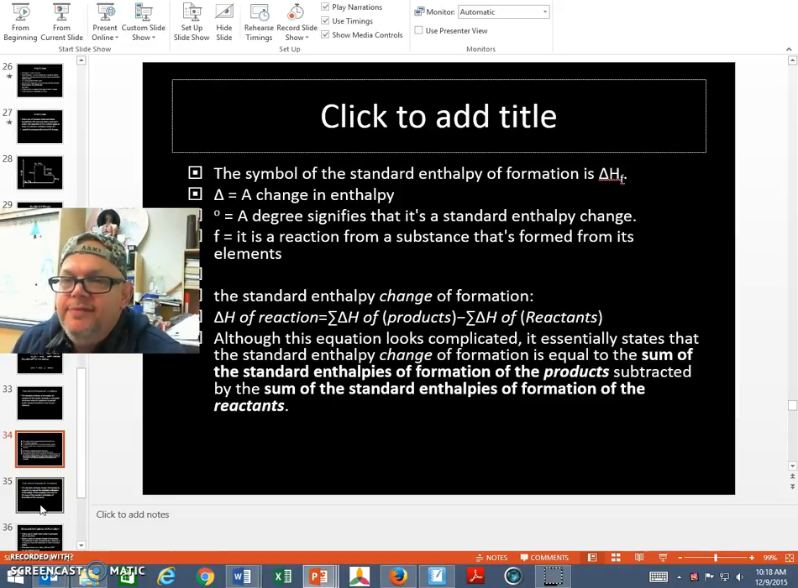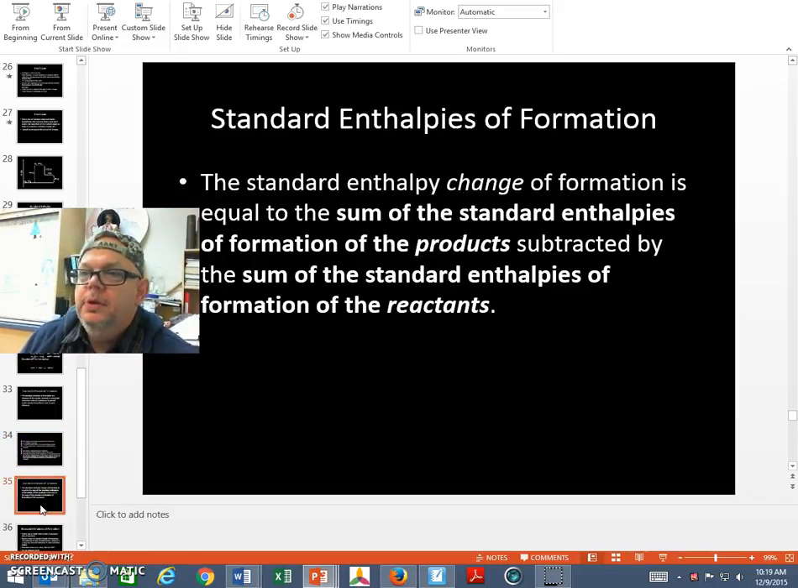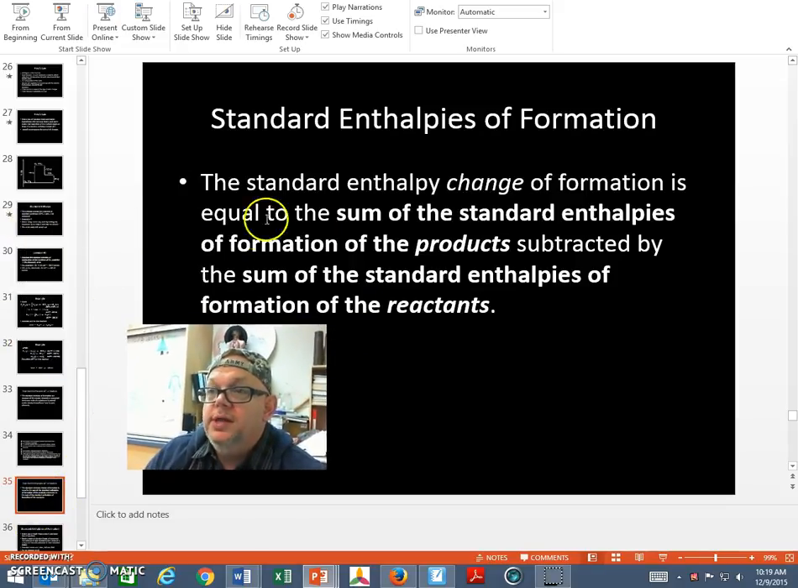Delta H of the reaction is going to be a little bit different. We're looking at the summation of the delta H of the products minus the summation of the delta H of the reactants. So that's going to be a useful thing that you're going to have. Will I give you that formula on the test? Yeah, sure I will. Standard enthalpy of formation is just summing up what we said in the last thing.